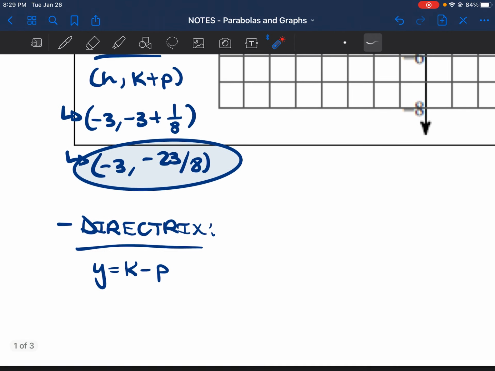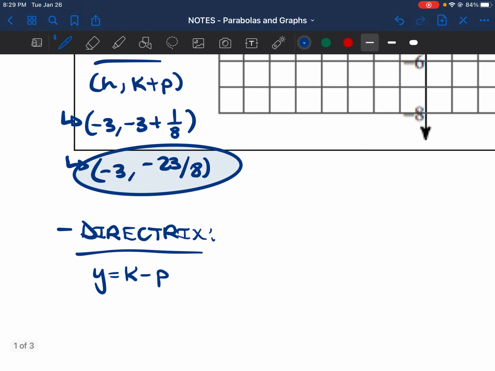And then finally, we're going to find the directrix. Directrix is the horizontal line in this case, given by the equation y equals k minus p. That's going to tell us that y equals, well, k is -3 minus p is 1/8. And this is going to give us y equals -25/8.